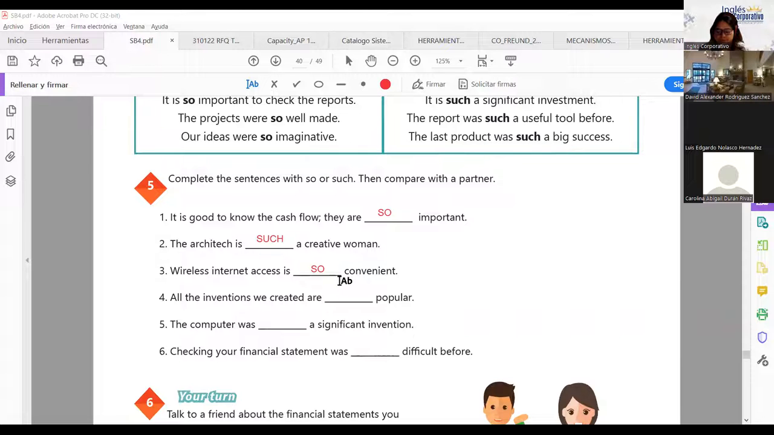Vaya, entonces así estaríamos, compañero Luis y Carolina. La primera, como habíamos hablado. It is good to know the cash flow. They are so important. Number two. The architect is so. Every day. The engineers too. También. Con sosh podría decir. Podría ser. He has cooked sosh a wonderful meal or a wonderful food. Sí, está bien. Ajá, nice.